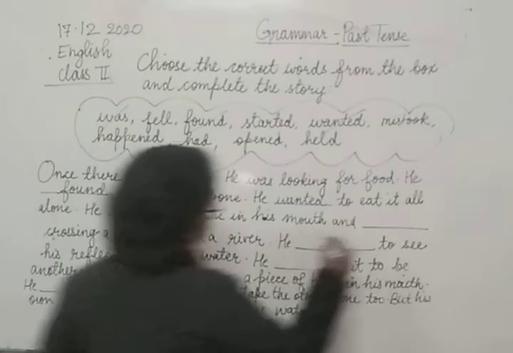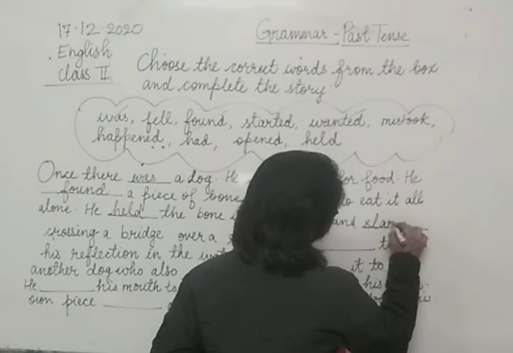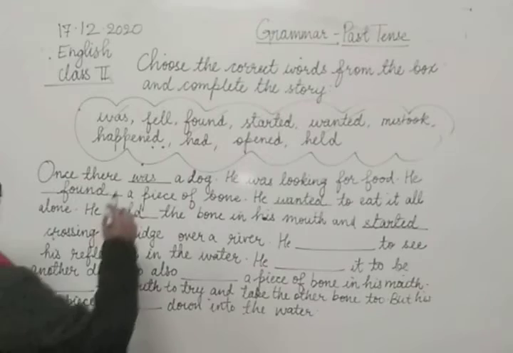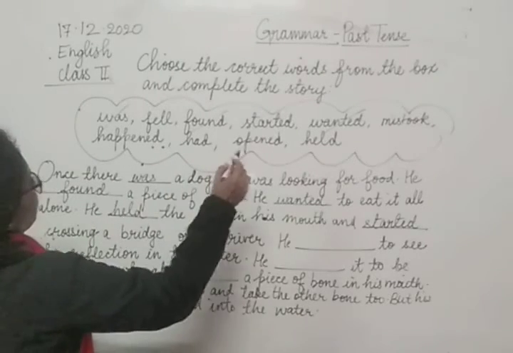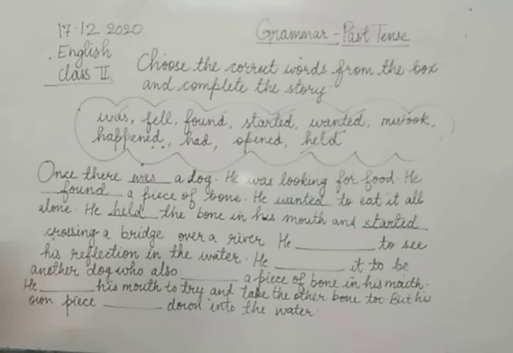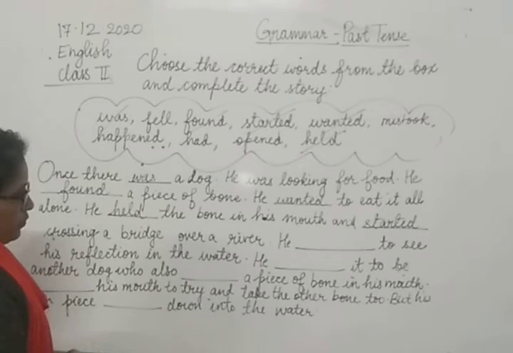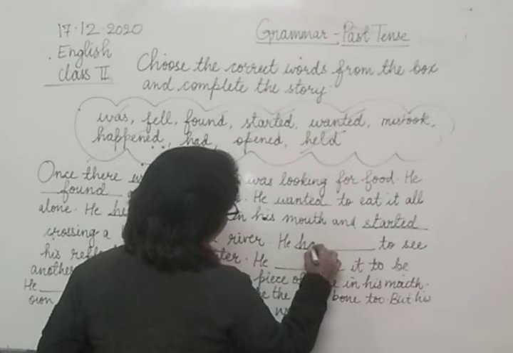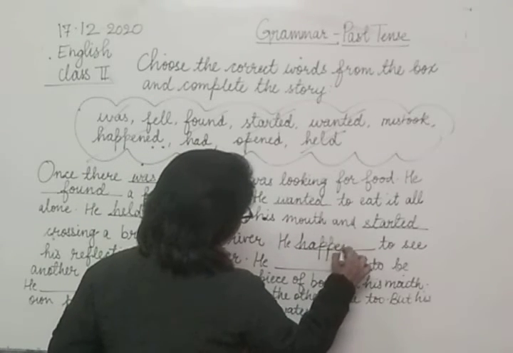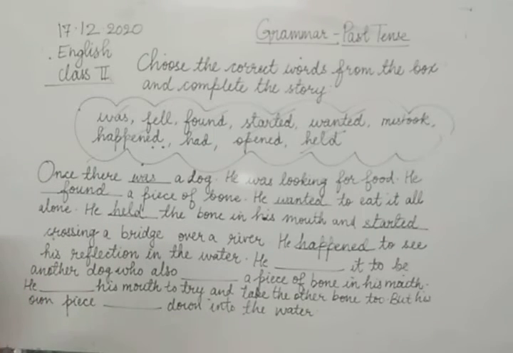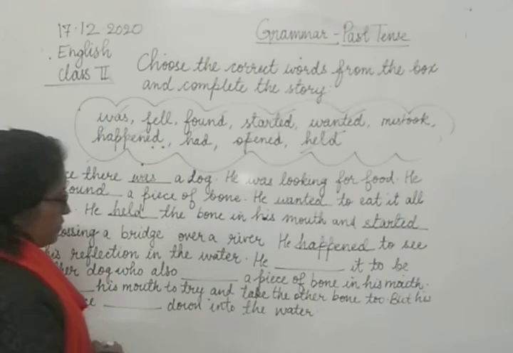started crossing a bridge over a river. He happened to see his reflection. H-A-P-P-E-N-E-D. Happened. He happened to see his reflection in the water.